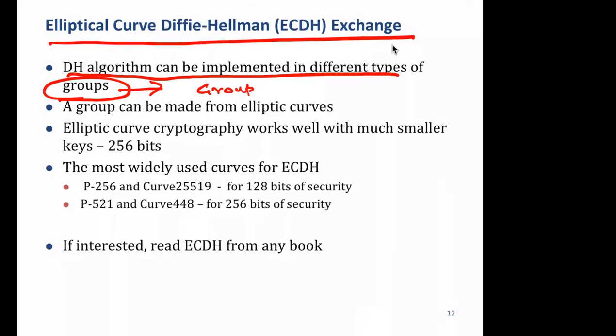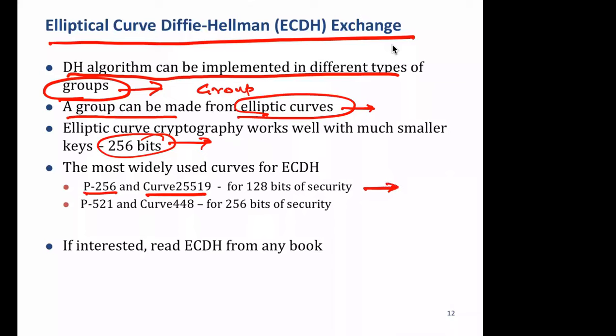So a group can be made from elliptical curves. So ellipse we have already studied somewhere or other, right? So in school. So now the advantage of elliptical curve encryption is that the key sizes become smaller, so around 256 bits. Okay, and there are various kinds of elliptical curves. So like P256 curve, 25519, and so on, which have 128 bit of security.